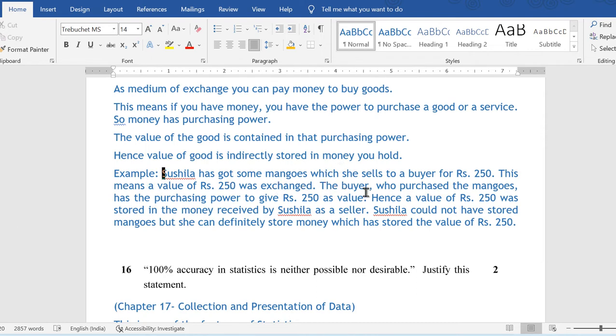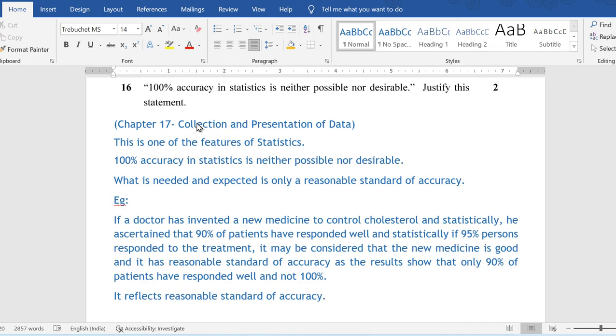Example, Sushila has got some mangoes and she sells it to a buyer for rupees 250. This means that a value of 250 has been exchanged. And the buyer who has purchased these mangoes has the purchasing power of 250 rupees. And this is a value. Hence, a value of 250 rupees was stored in the money which was received by Sushila as a seller. Sushila could not have stored the mangoes, but she can definitely store the money which has the value, the stored value of 250 rupees. Question number 16.